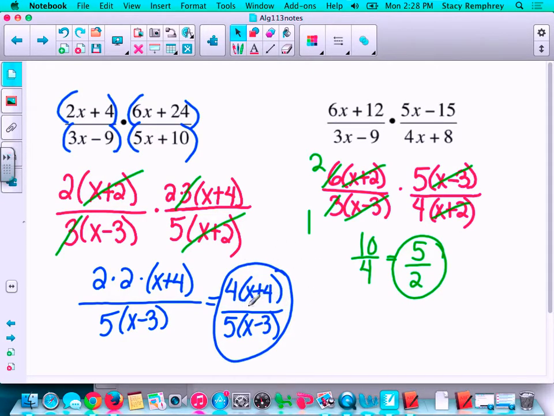And again, I would leave this factored out. If you distribute it, you're not wrong. It's just that, especially when you get into the higher level maths where you're going to look at more of these in different ways, especially in graphing, it's going to be easier if they're factored out.